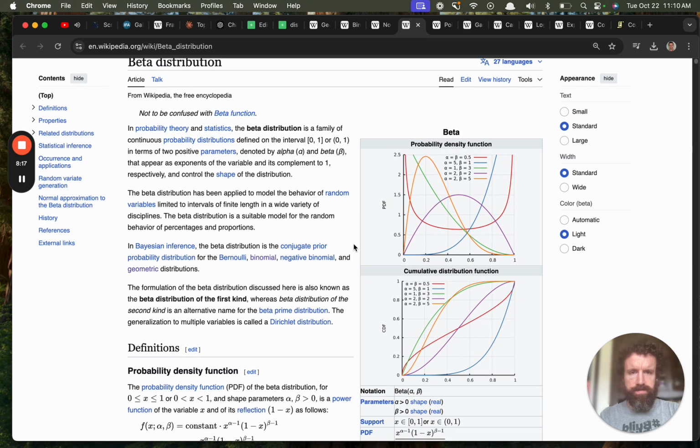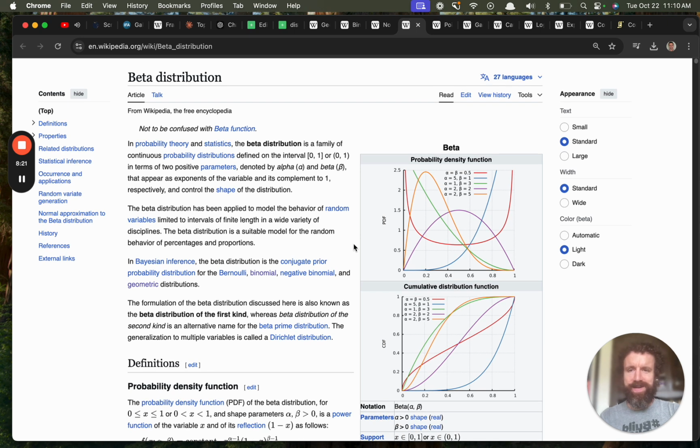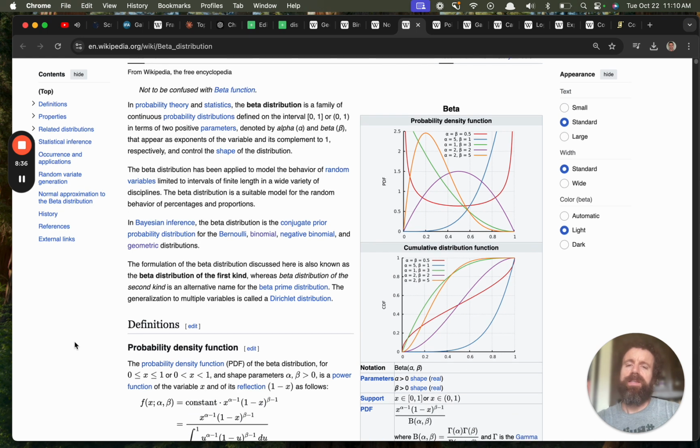Beta distribution. What in God's name is this? Probability statistics. I did study all these. I did get an A+ in statistics 20 years ago. I'm not actually sure if they give out A+s, but that was my best class. But then I forgot all these terms.